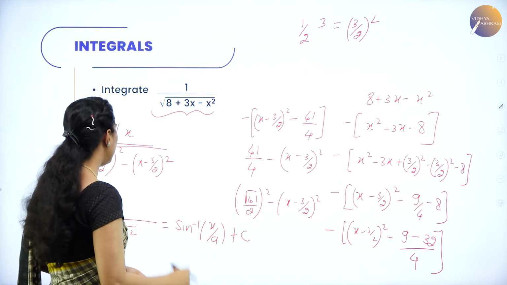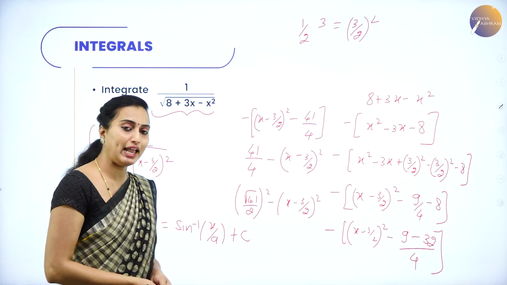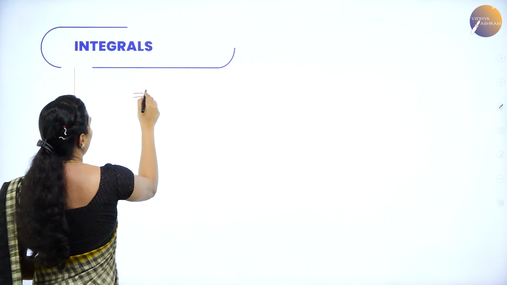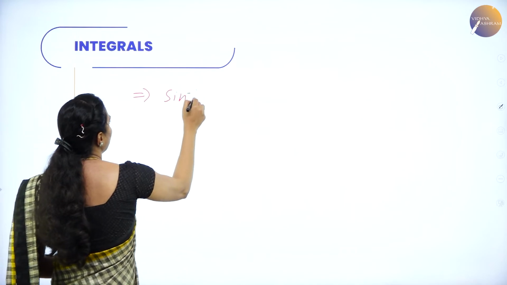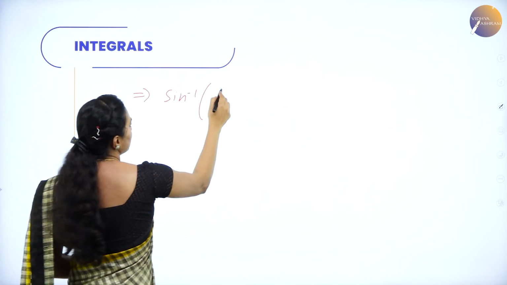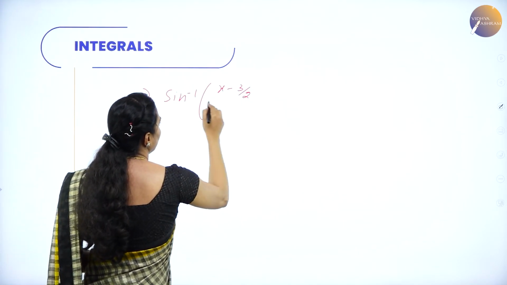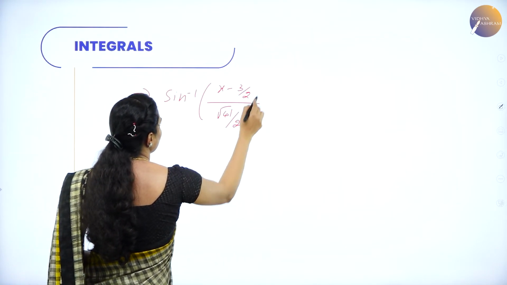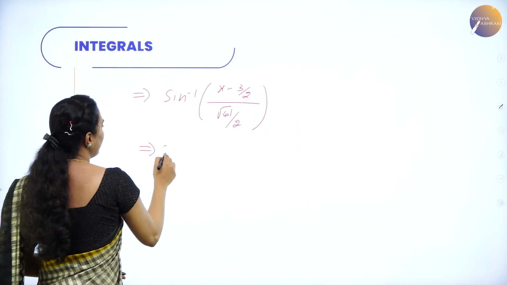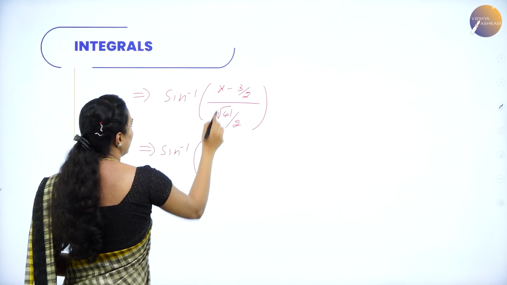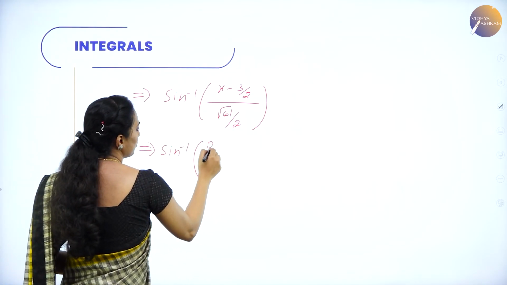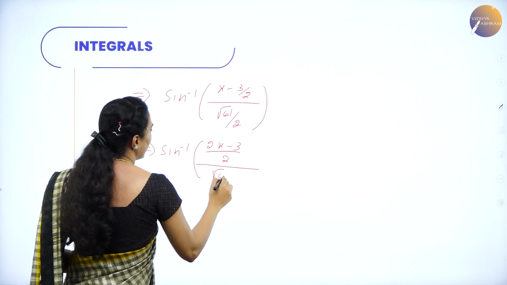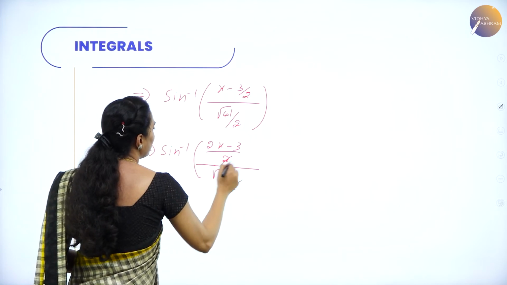Now, x replaces x minus 3 by 2 and a replaces root 41 by 2. So, writing that, sin inverse of x minus 3 by 2 divided by root 41 divided by 2. Simplifying further, taking LCM as 2, sin inverse of 2x minus 3 divided by 2, whole over root 41 divided by 2. Now, 2 will get cancelled.